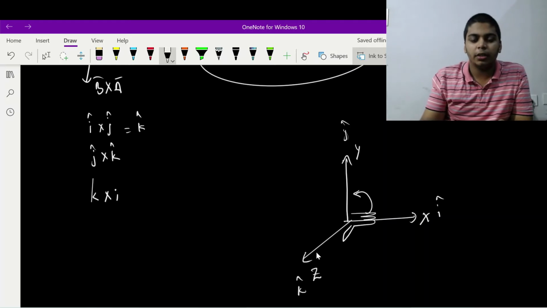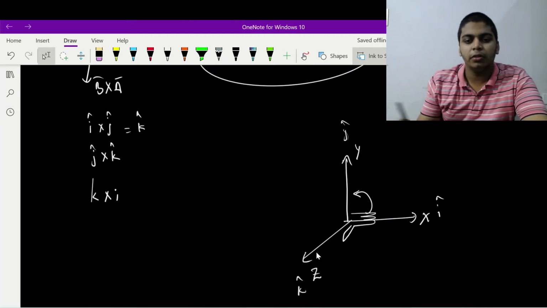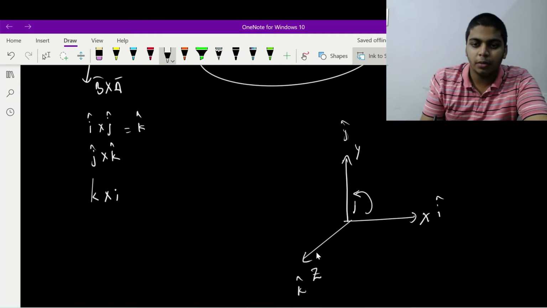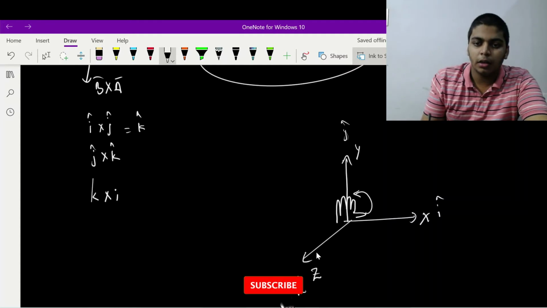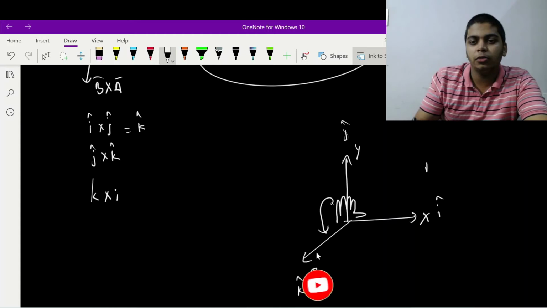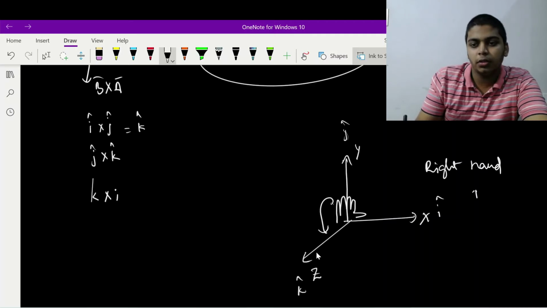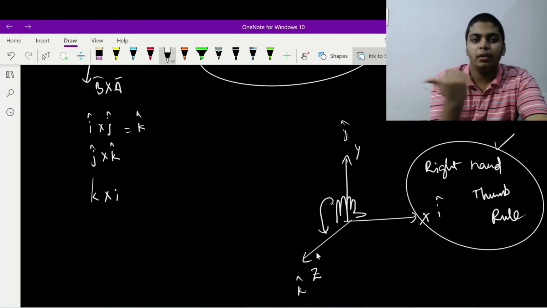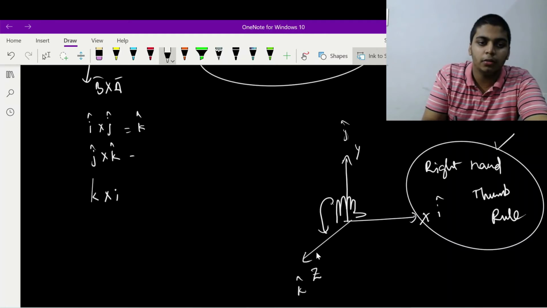And j cross k: you place your right hand on j and curl your fingers from j to k, and it would look something like this. Your thumb will point accordingly with your right hand. Use only your right hand. This is also known as the right hand thumb rule. Use this for finding the cross product in general. So when you curl your fingers from k, the thumb is directed towards i. So this is your i cap, and k cap cross i cap.